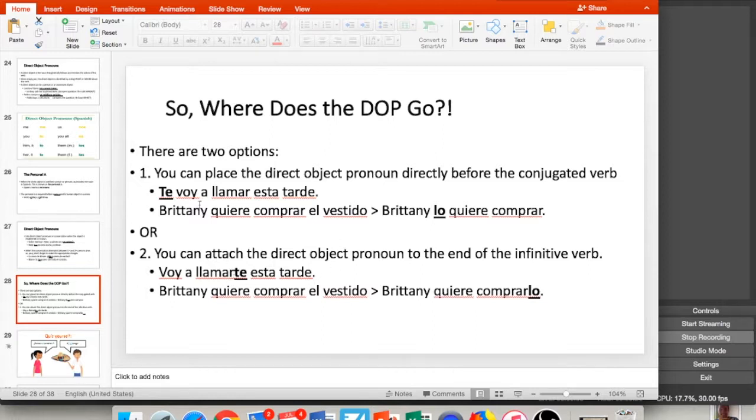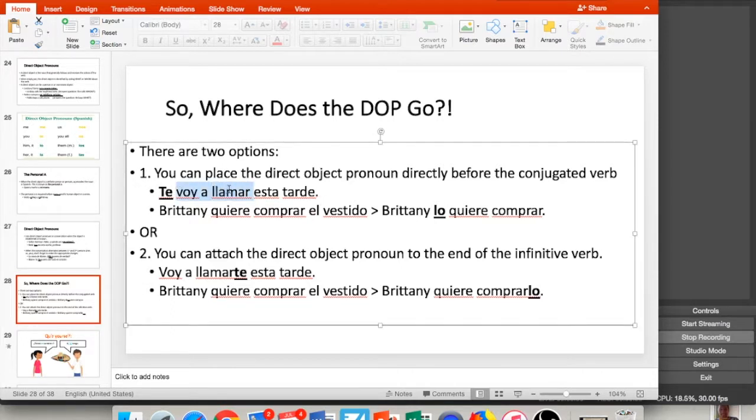So look at this one. It says, Te voy a llamar esta tarde. To or for you, I'm going to call tonight, or this afternoon, sorry. I'm going to call you tonight. The to or for you went in front of I am going to call, my verb phrase here. So, te voy a llamar. I'm going to call you. It also could be attached to the end of the infinitive. I'm going to call you this afternoon. Voy a llamarte esta tarde. In this case, the te was attached to the end. So it can either go in front of your conjugated verb or it can be attached to the infinitive. Recall from Spanish 1, an infinitive is any word that ends in AR, ER, or IR.